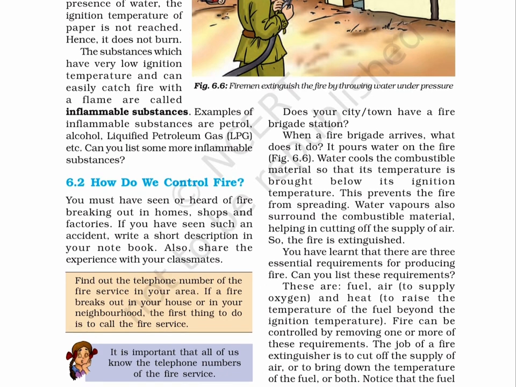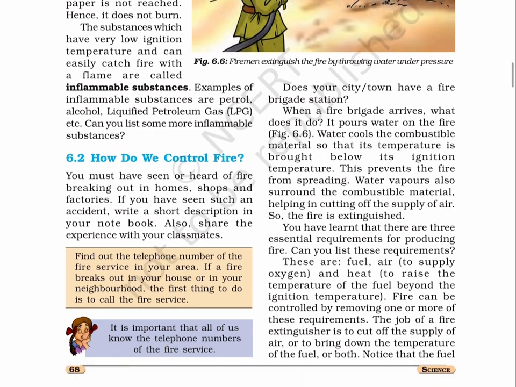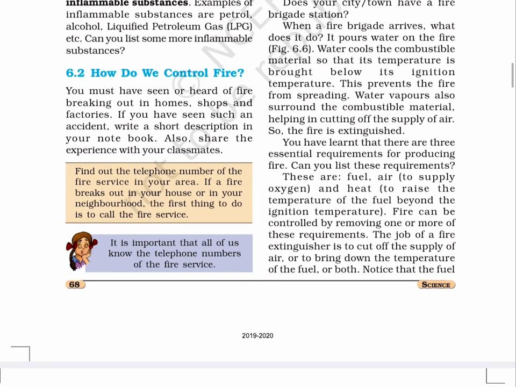6.2. How do we control fire? You must have seen or heard of fire breaking out in homes, shops and factories. If you have seen such an accident, write a short description in your notebook. Also, share the experience with your classmates. Find out the telephone number of the fire service in your area. If a fire breaks out in your house or in your neighborhood, the first thing to do is to call the fire service. Paheli agrees.